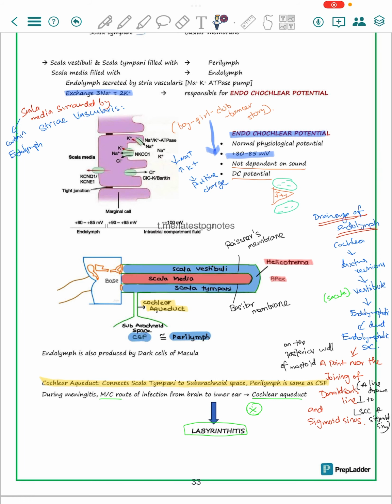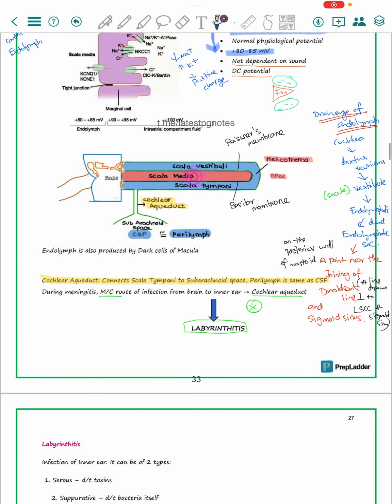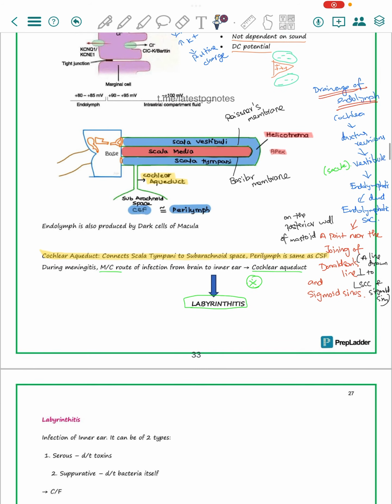Okay, guys. As I said, this is the scala media. This is Reissner's membrane. This is the basilar membrane. This apex is known as the helicotrema. This is uncoiled; it will actually be a coil, no? So this diagram is represented as uncoiled. And the scala media is connected to the CSF or subarachnoid space via a duct known as the cochlear aqueduct, guys.